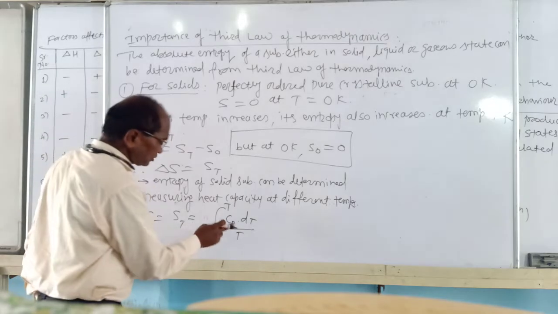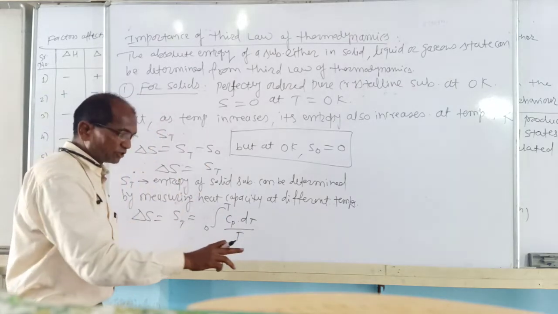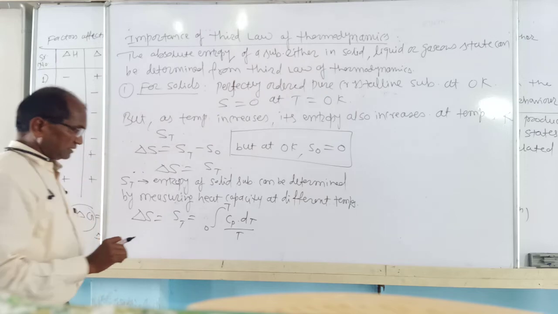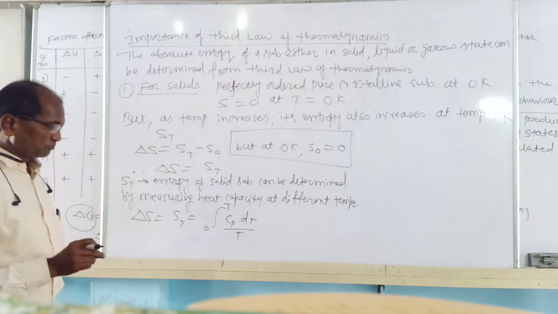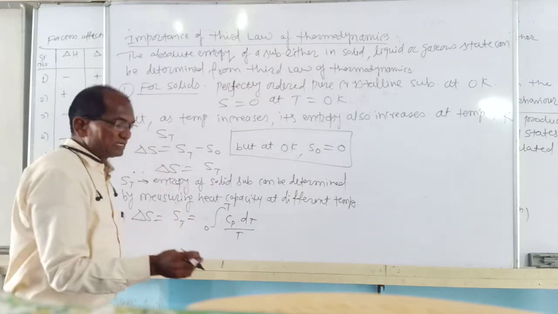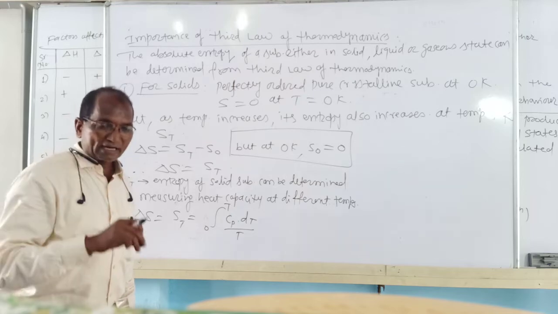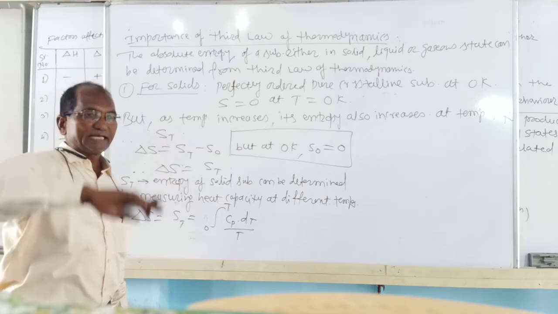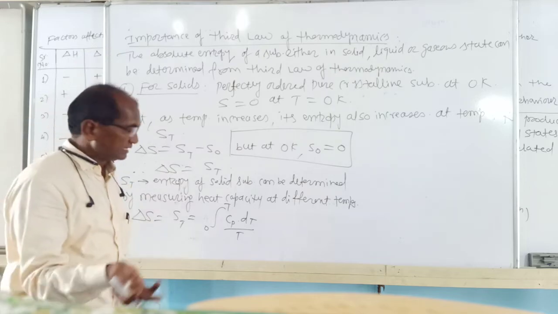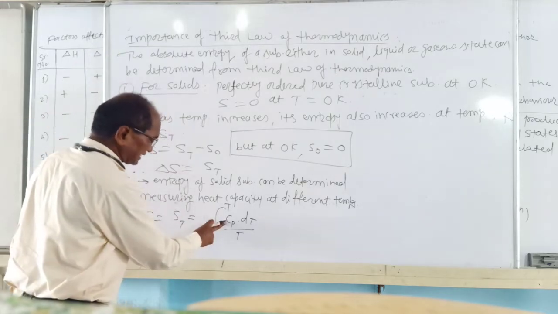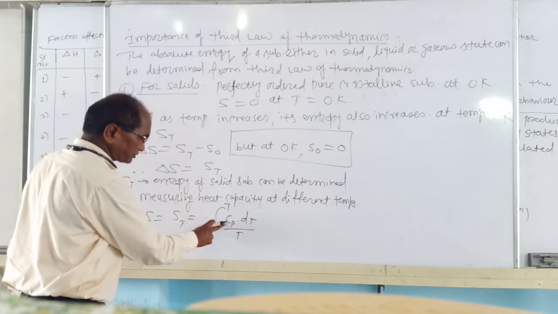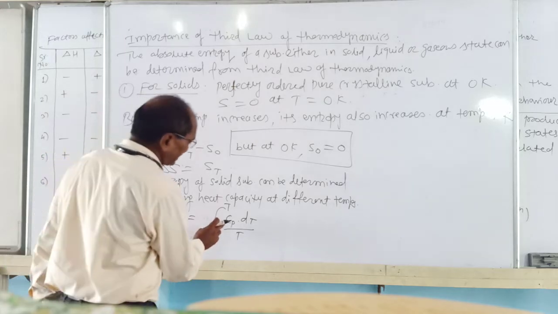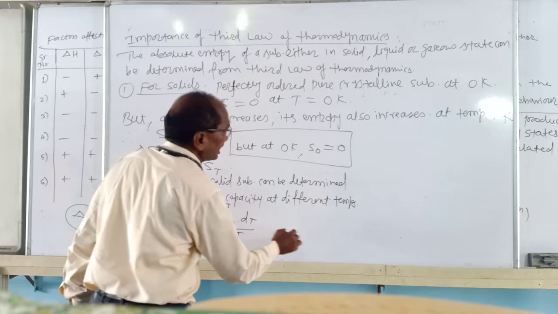Cp is the molar heat capacity at constant pressure. Molar heat capacity at constant pressure is the amount of heat required to raise the temperature of a substance by 1 degree Celsius or by 1 Kelvin at constant pressure. Now, where does this Cp dT upon T come from?